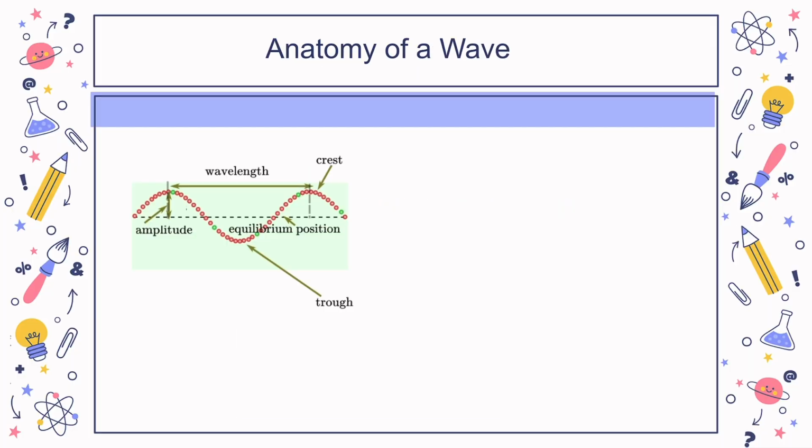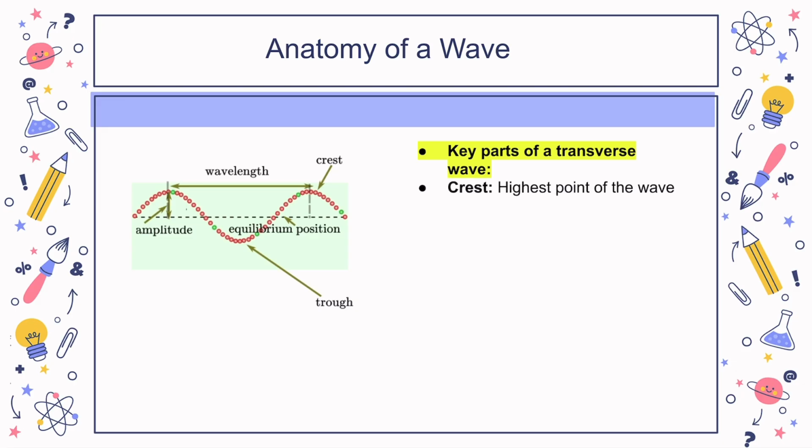Now, how does a wave actually look, whether it's longitudinal or transverse? We'll explain the diagram on the left in a second, but there are key parts if we're zooming in on a transverse wave here. You have the crest, which is the very top part of the wave, the highest point of the wave. You have a trough, which is the lowest point of the wave.